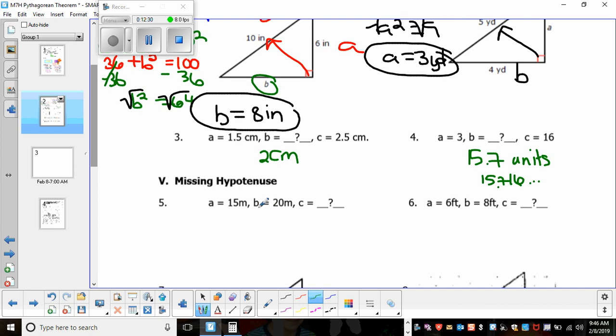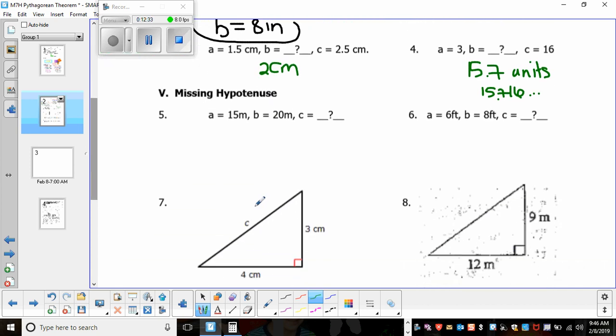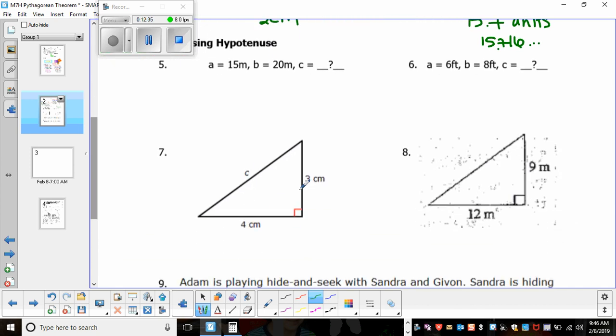Okay? So section 5 is now finding the missing hypotenuse. So what we're trying to do here is we're given 2 legs, for example, and we're trying to find the hypotenuse. So the formula looks a little bit different. So I'm going to do 2 of those types of problems so you can see.